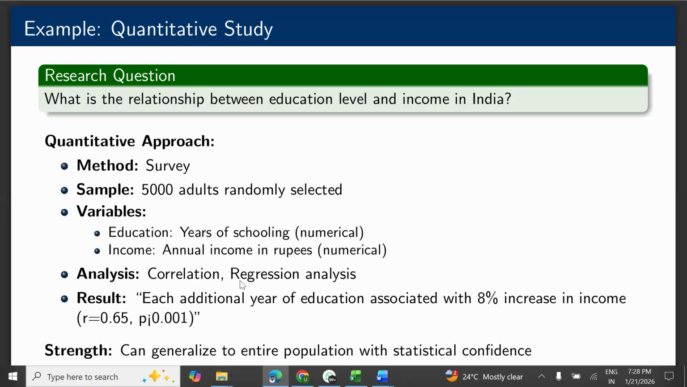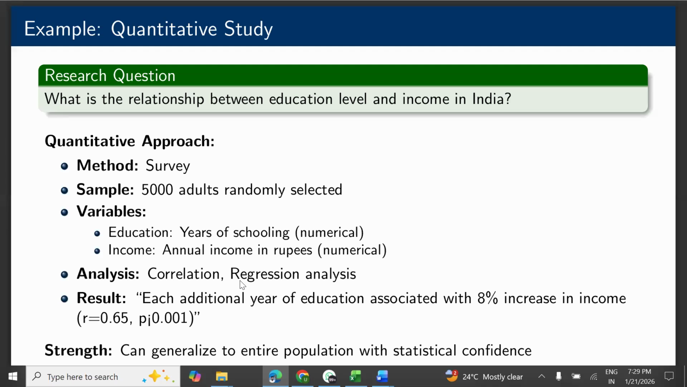To start with, let's say, what is a quantitative study? Let's say the research question is: what is the relationship between education level and income in India? So the quantitative approach is how you will be trying to solve this research problem. Basically, you can follow the survey method, and you can take a sample of 5,000 randomly selected adults. What are the variables? Education, because education is years of schooling you will be taking. Again, that is a numerical measure. Then income, annual income in rupees, that is also numerical.